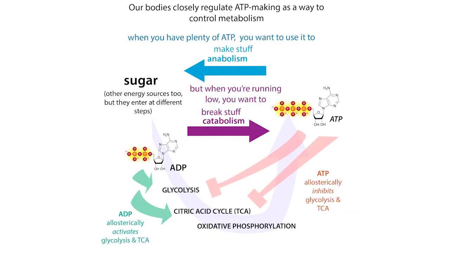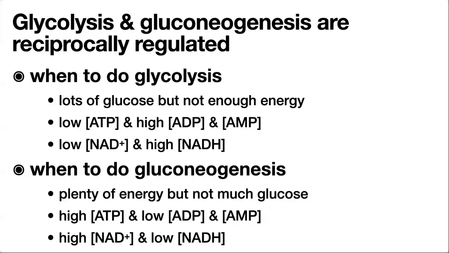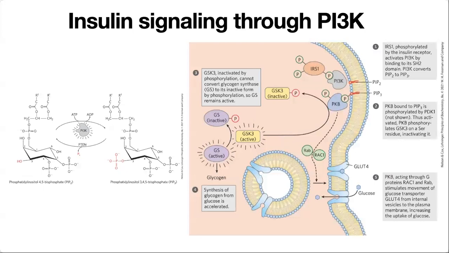Alternatively, if we had enough energy but not much glucose, we would have the opposite conditions, and we would want to make glucose through gluconeogenesis. You could also break down glycogen, but we'll talk about that later. Right now, let's just focus on glycolysis and gluconeogenesis. Before we can talk about which direction things are going to go once glucose is inside the cell, we need to talk about how glucose is actually going to get inside the cell.